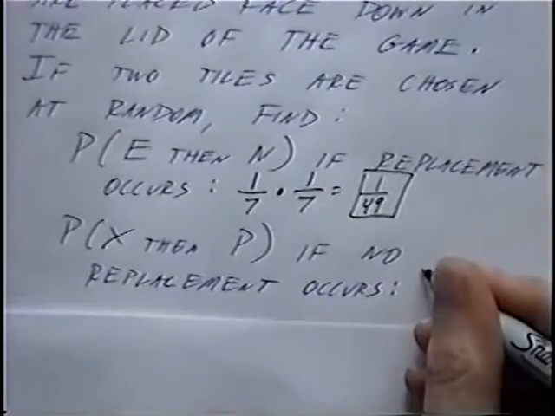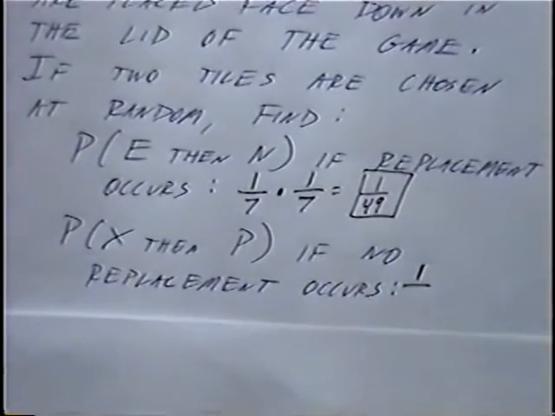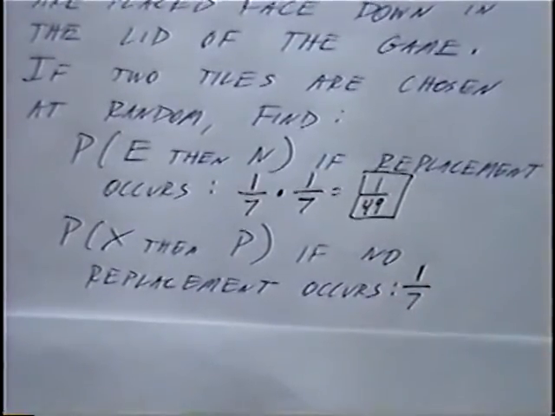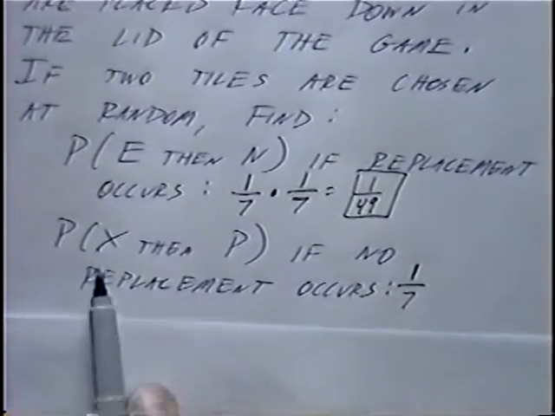Again, the probability of drawing the X, there's a single X. There are 7 total letters at the beginning of this problem, so a 1 out of 7 chance of drawing an X.